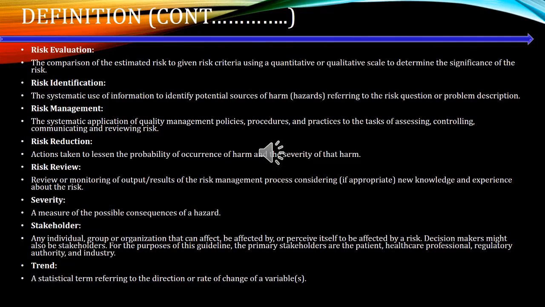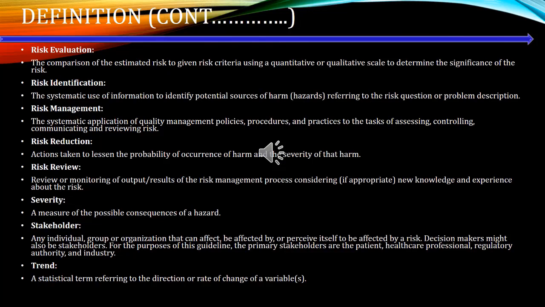Risk identification: the systematic use of information to identify potential sources of harm (hazards), referring to the risk question or problem description. Risk management: the systematic application of quality management policies, procedures, and practices to the tasks of assessing, controlling, communicating and reviewing risk. Risk reduction: actions taken to lessen the probability of occurrence of harm and the severity of that harm. Risk review: review or monitoring of output/results of the risk management process considering, if appropriate, new knowledge and experience about the risk. Severity: a measure of the possible consequences of a hazard.